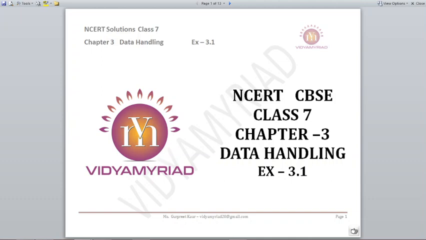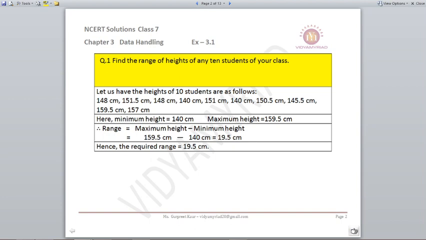This video is made for class 7th on chapter number 3, Data Handling, and today we are going to begin with exercise 3.1 of NCERT. Let's begin with question number 1. Here you need to find the range of heights of any 10 students of your class.